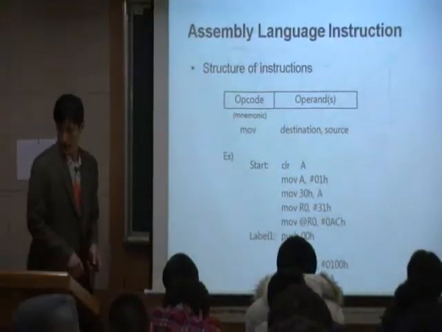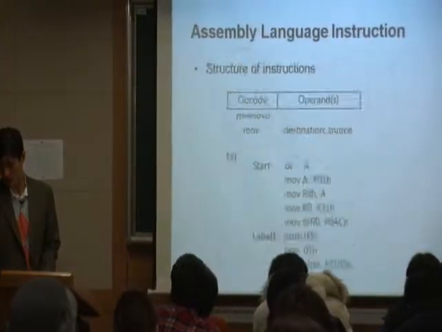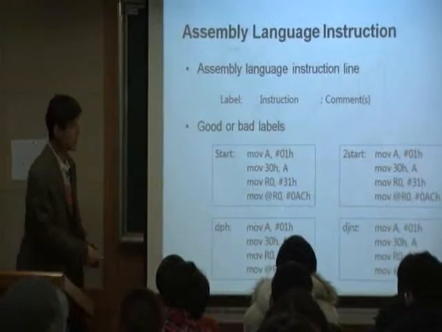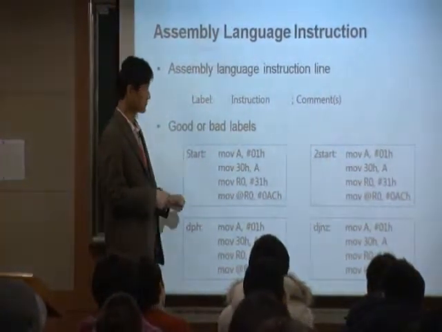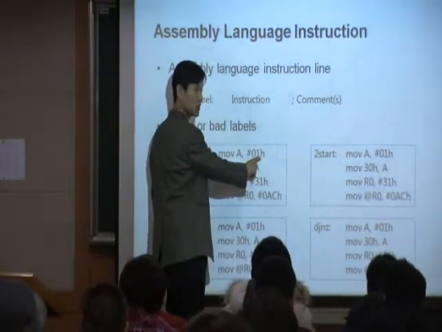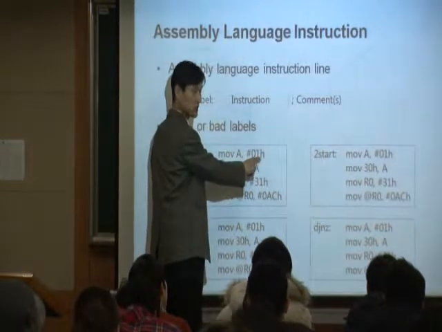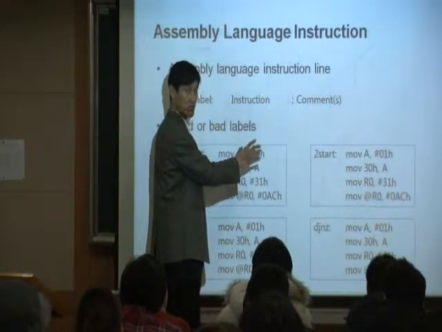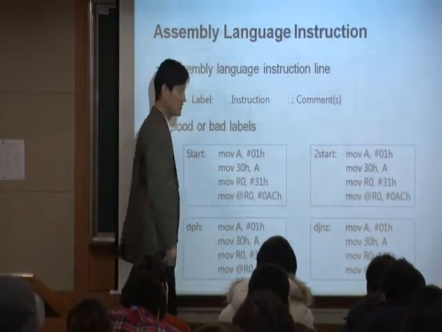And not only that, when you write a number, make sure that you put H at the end of it. Only that way it means hex. If you don't put H, then what is it? Decimal number, right? So it's completely different. You have to put H.